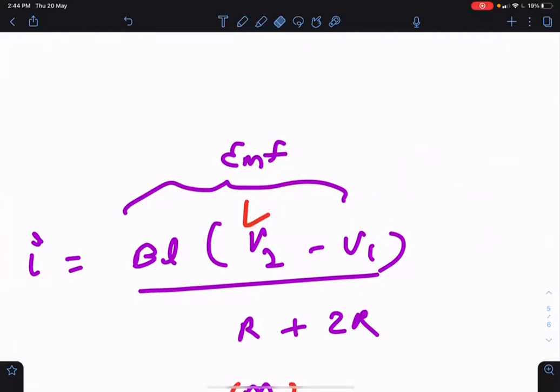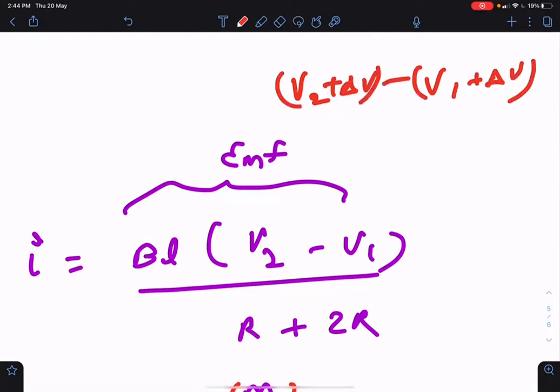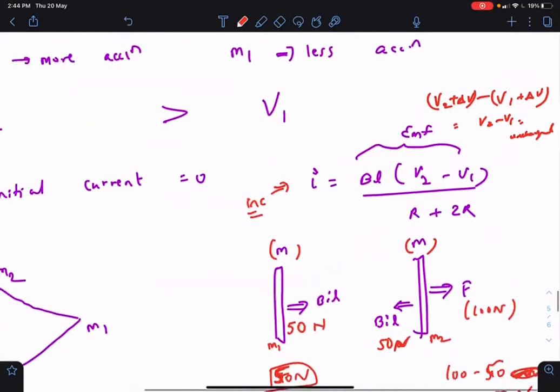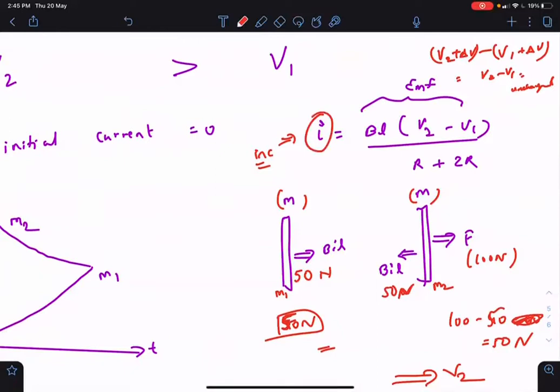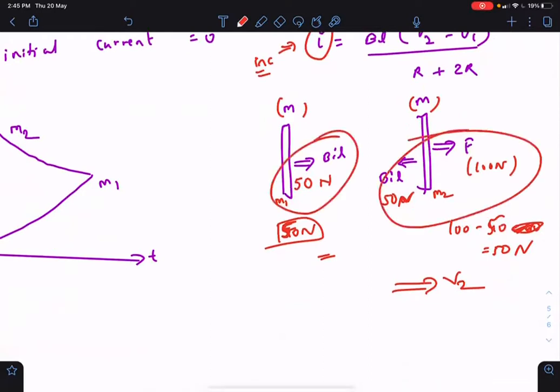And the same acceleration means the same gain. If, let's say, just before this instant the velocities were v2 and v1, the same gain delta v happens. If the same gain happens, what will happen to the difference? The difference will remain unchanged. If the difference remains unchanged, what will happen to the current? The current will also remain unchanged. If the current remains unchanged, then the force will also remain unchanged, 50-50. So if the force remains unchanged, they will have the same force only, 50-50.